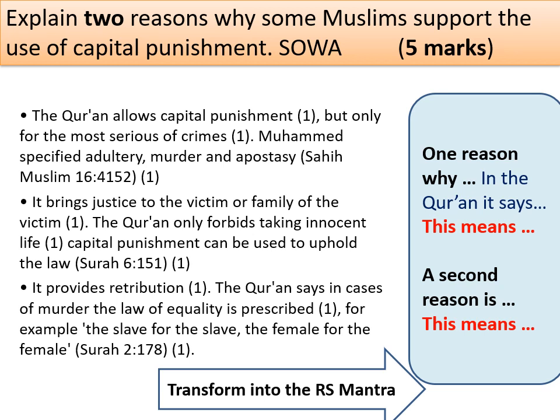So in the Quran quote that I think I mentioned earlier, it gives various examples: the slave for the slave, the female for the female, a life for a life, basically. So pause the video here and give this a go using the RS mantra, taking those bullet points and writing out a nice 5-mark answer.